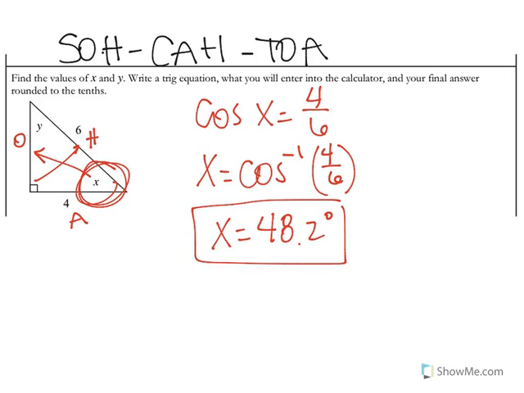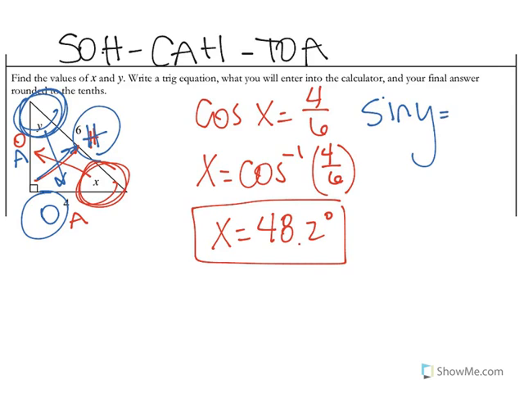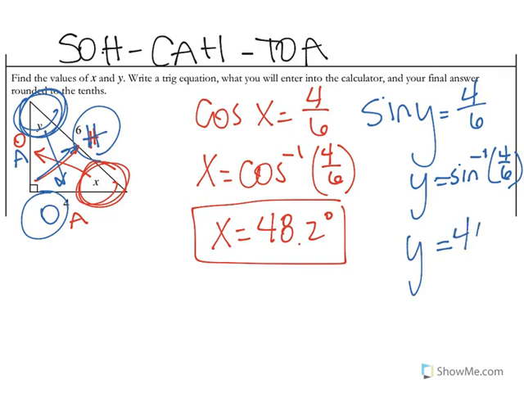All right, now I've got to do y. So now I'm looking at y. I'm going to relabel my triangle. I still have H where 6 is. My O now is at 4, and my A is at the blank side. If I have O and H, which trig function do I have? You guessed it, sine. So sine of y equals 4 over 6. To solve, y equals inverse sine of 4 over 6, and y equals 41.8 degrees.